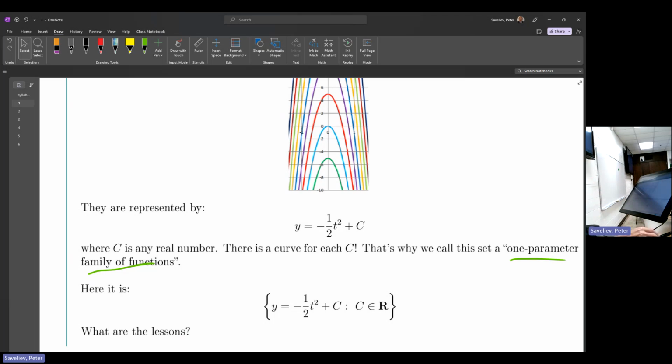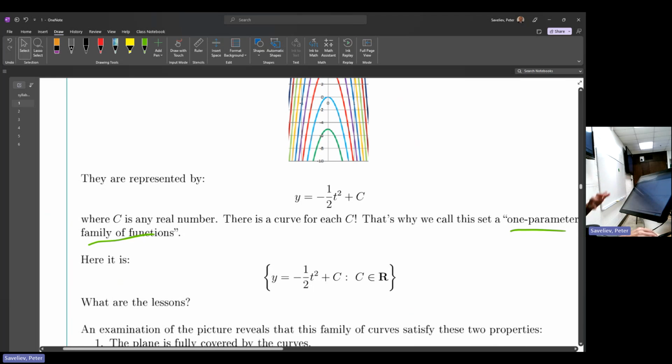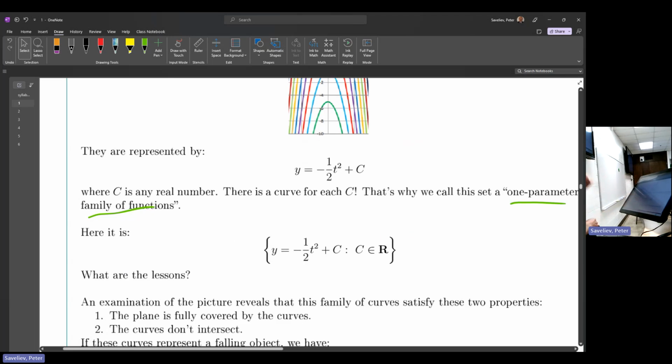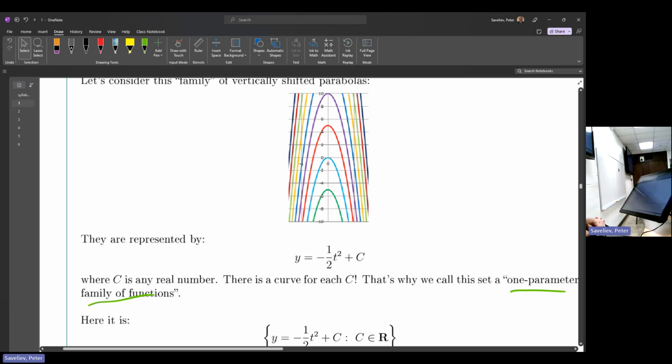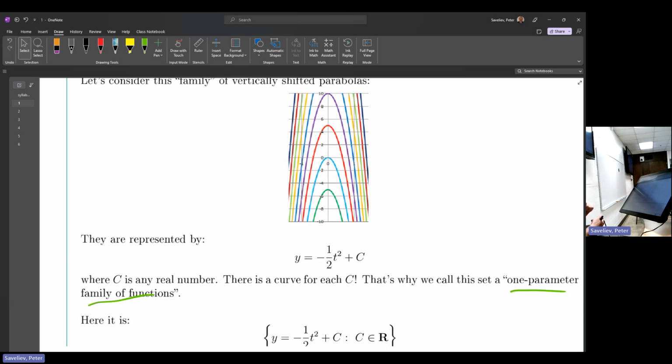So I have a bunch of quadratic functions here, and they are visualized here. For each c, we have a separate one, and once again, we can easily demonstrate that they do not intersect. That's number two. And number one, that the plane is fully covered by the curves. The picture certainly is suggestive, even though not every one of them is plotted, it's suggestive that it's not missing any of the points.